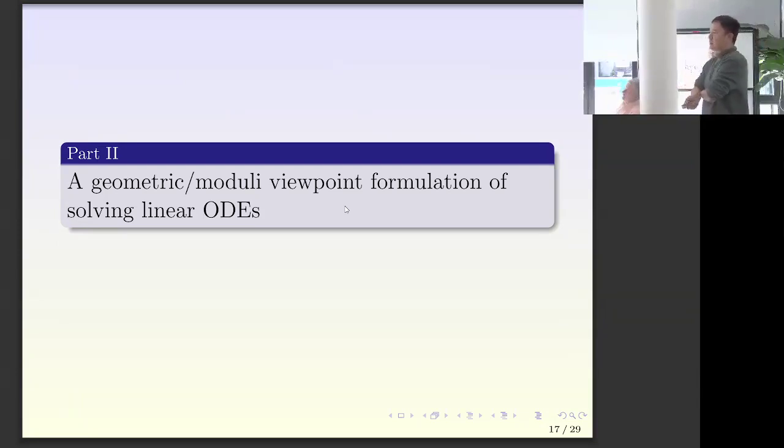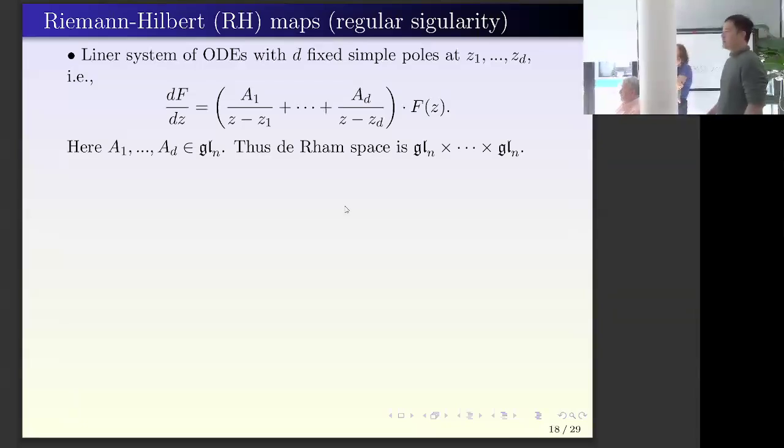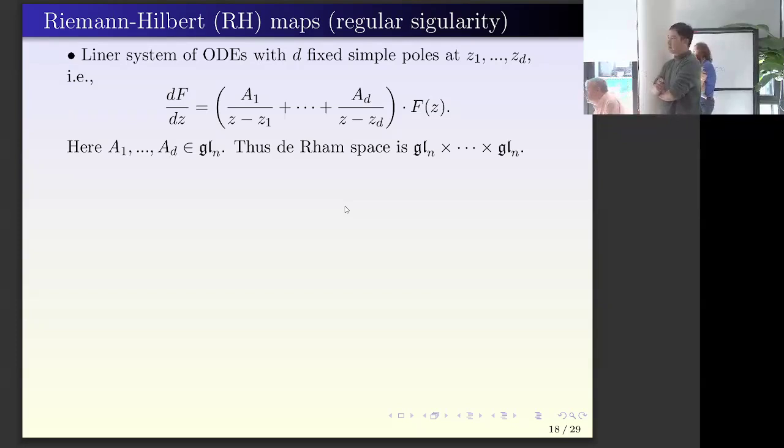And now let's go to a slightly bigger picture. What I taught is actually a quantization of the Riemann-Hilbert map in a differential geometric setting. So now let's solve the linear ODE in a geometric way. The Riemann-Hilbert map, roughly speaking, is a geometric formulation of solving linear ODE. So for example, we can take an n by n system of linear ODEs with n fixed simple poles. And on P1 it takes this form, the meromorphic connection on P1, where A1 to An are constant matrices. So if we fix the number of poles and the positions of poles, the configuration space of these linear ODEs is just the product of n by n matrices.